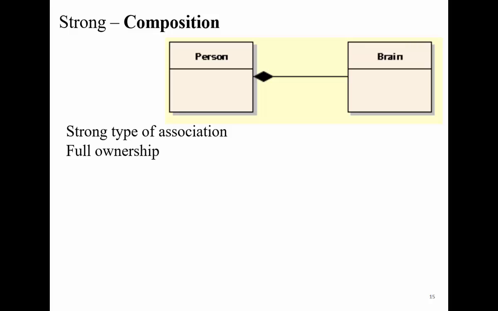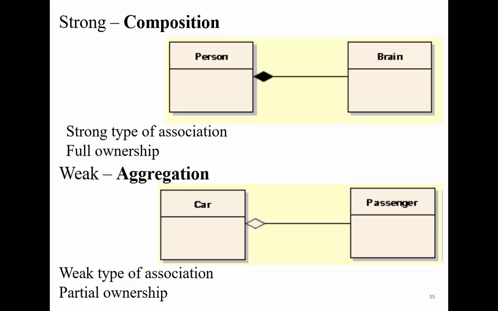Now, this is a strong relation. We say that each person has only one brain. Okay? You cannot have the brain without the person. That is a very strong composition relation and full ownership. Now, we have weak aggregations, just to let you understand the difference between them.